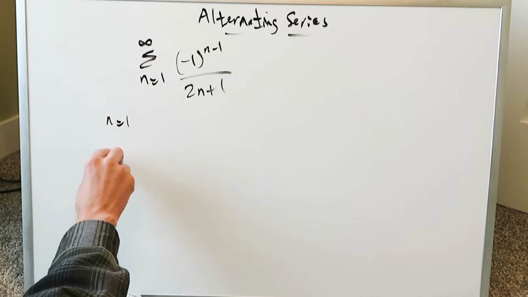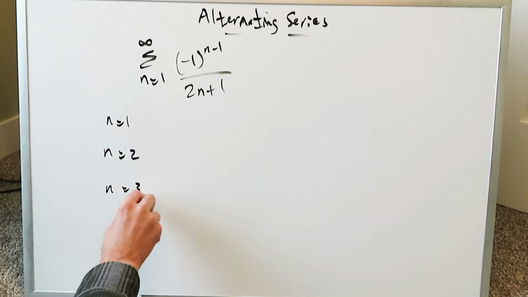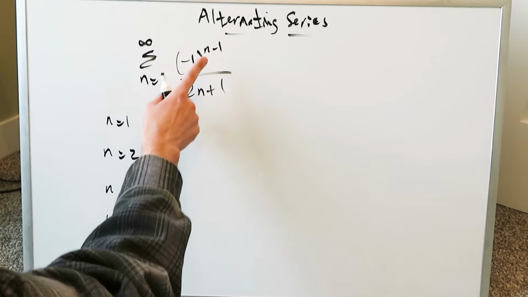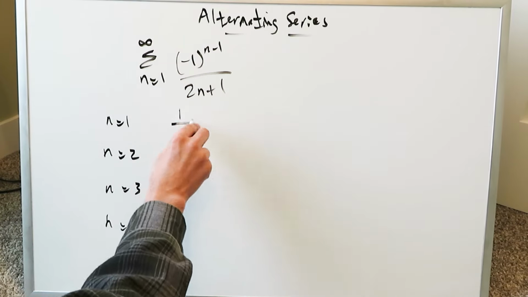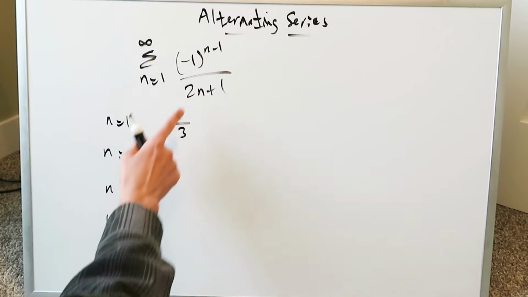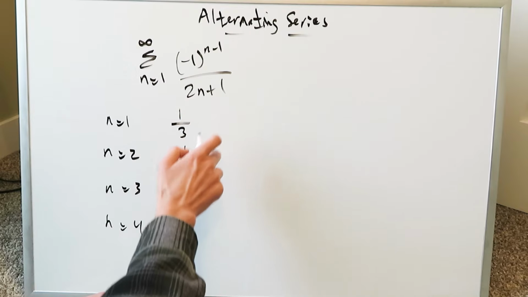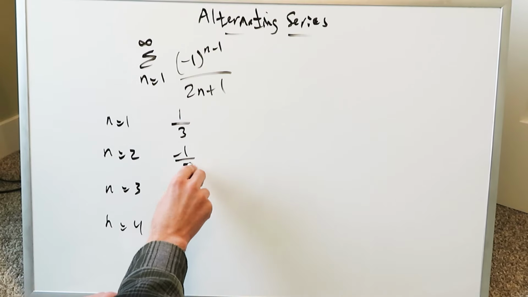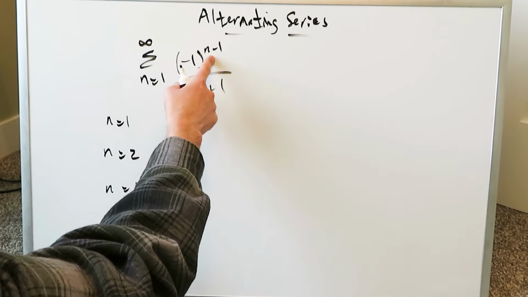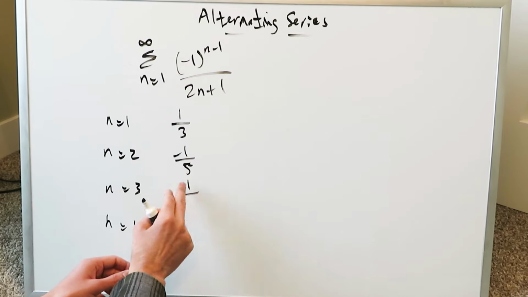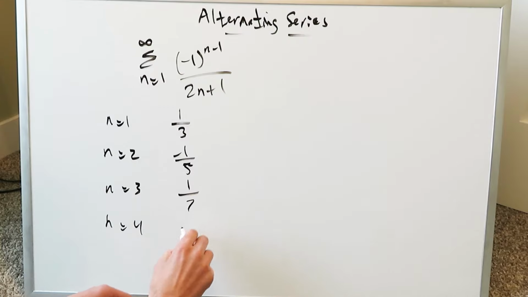If n were equal to 1, 2, 3, 4, what would be your numbers? When n is equal to 1, you have minus 1 to the power of 0, which is just a positive 1, over 3. When n is equal to 2, you have minus 1 to the power of 1, which is a minus 1, and then here you have a 5. When n is equal to 3, you have minus 1 to the power of a square, which would make it positive. You'd have a positive 1 over 3 times 2, 6 plus 1, 7, and now you're getting the idea, and the next one would be minus 1 over 9.